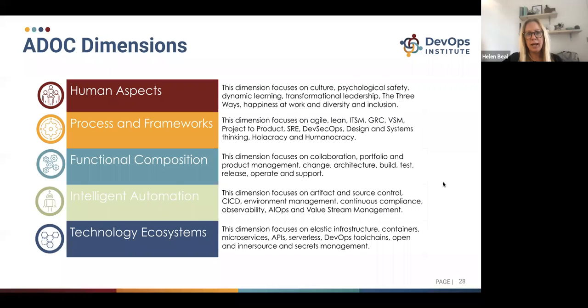So the ADOC, Assessment of DevOps Capabilities from DevOps Institute, has 5 dimensions, which are listed here. And we start with human aspects. This is so important to get the culture right and being able to adopt these ways of working and these technologies that drive different ways of working as well. Then we talk about process and frameworks. Of course, there are many, many other frameworks out there that are related to, rub up against, crossover DevOps. So we look at all of these and how they are related.